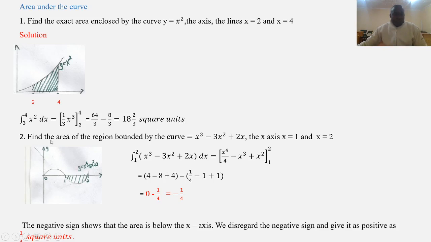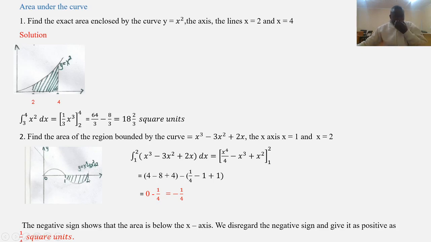Number 2, find the area of a region bounded by the curve y equals x cubed minus 3x squared plus 2x, the x-axis, the line x equals 1 and the line x equals 2. So you sketch the curve. This becomes your curve x cubed minus 3x squared plus 2x. This is the sketch of the curve. Then the line x equals 1 will be here, and the line x equals 2 is here. So we are asked for this part. The shaded part here is what we are asked.